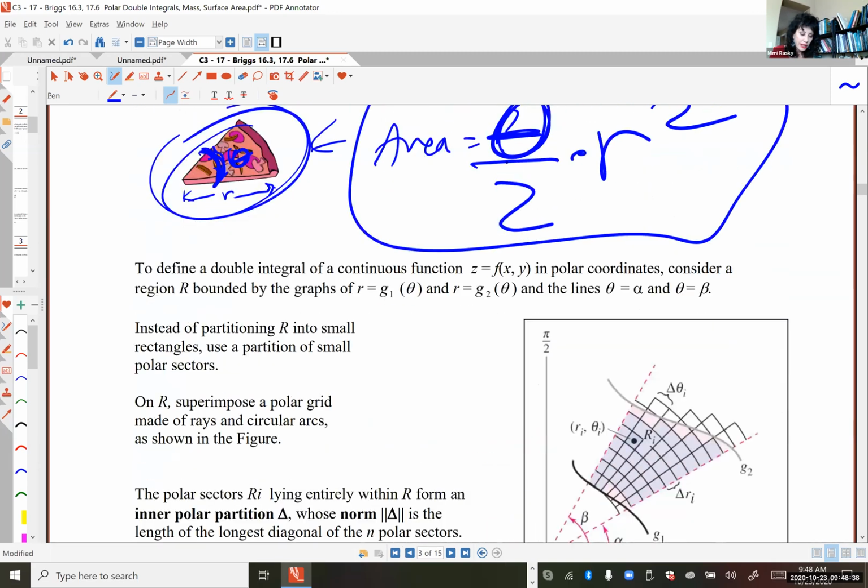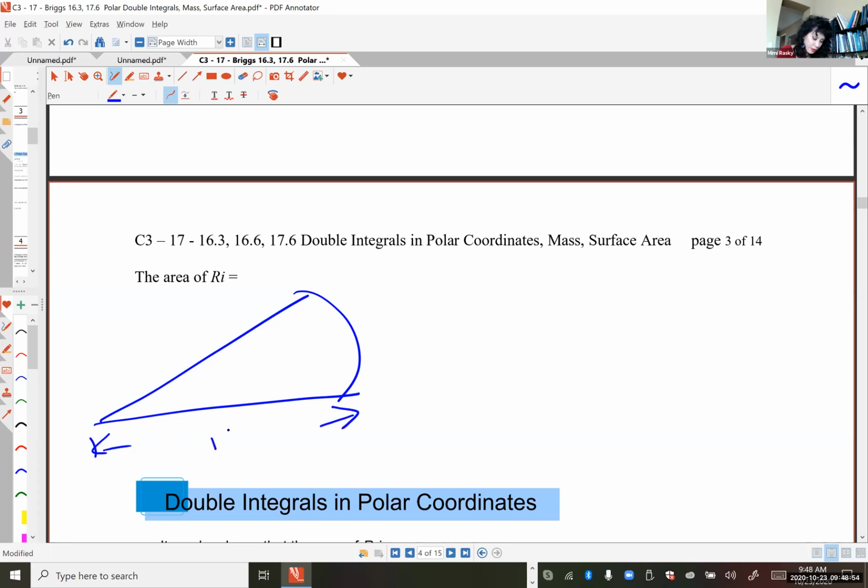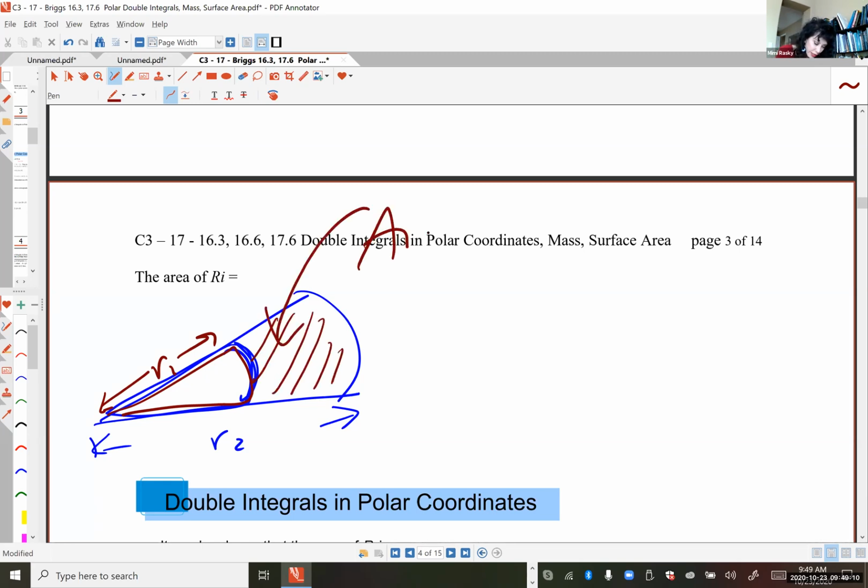And then while I'm doing that, I'm going to derive why a polar double integral is the way it is. So let's look at a pizza slice again. Let's say that this outer radius is r2. And let's say we have an inside pizza slice here, and I'll do a different color, red, inside pizza slice, where its radius is r1. And I want this area here. What is that area equal to?